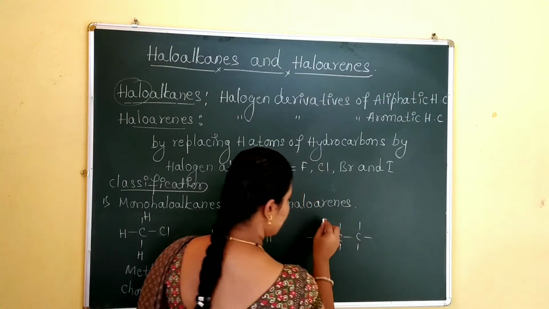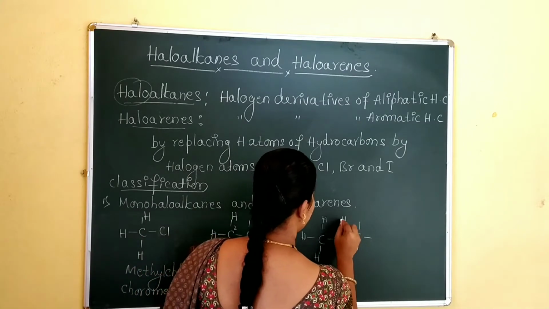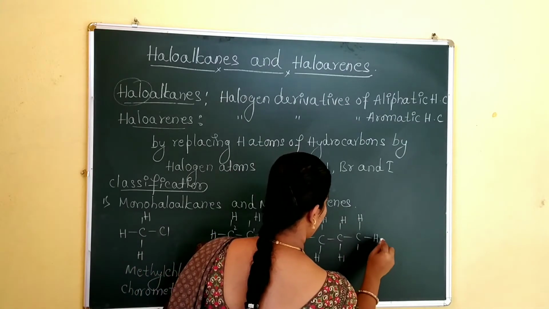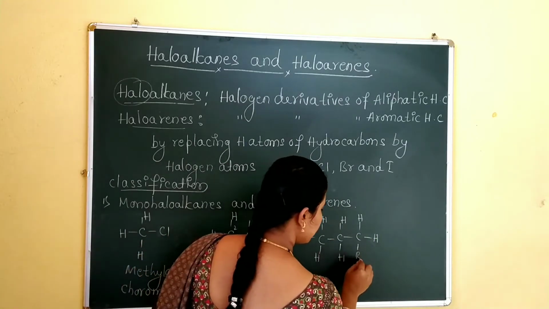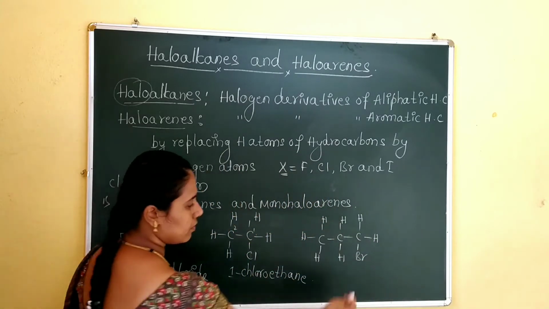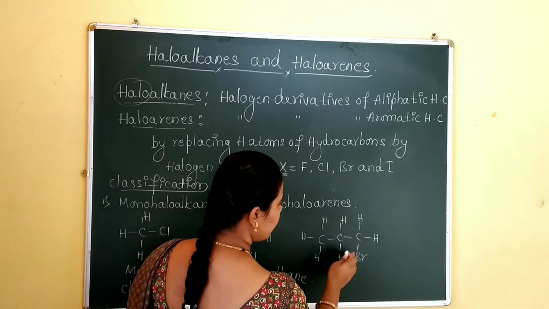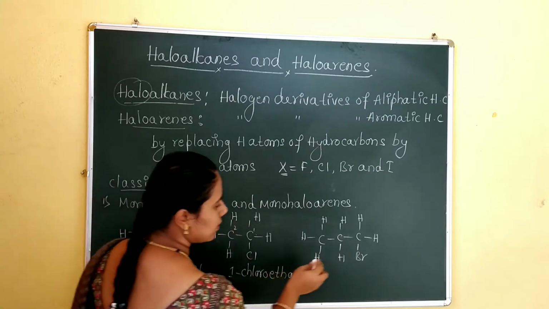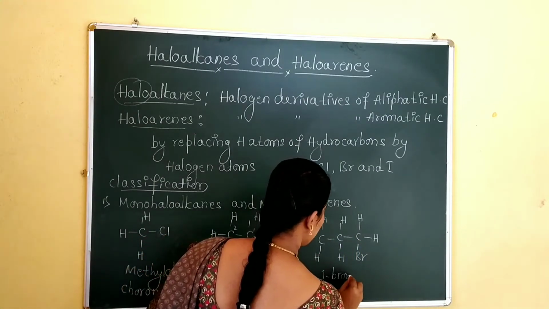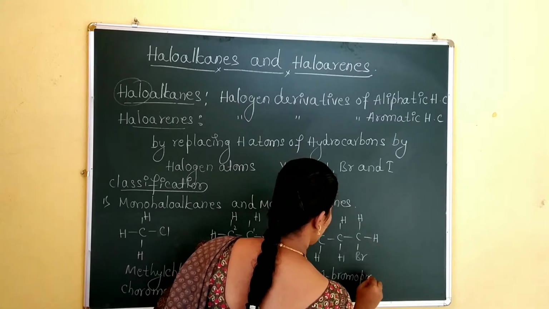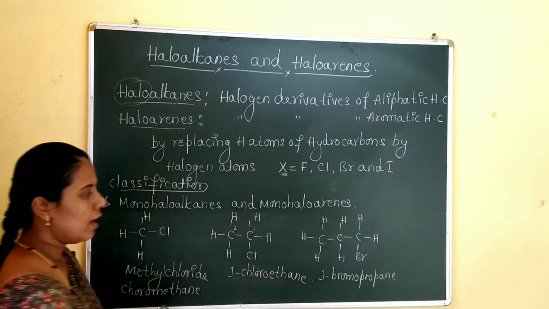One more example. Here, this is propane. If one hydrogen atom of this propane is replaced by a halogen atom, that is a bromine atom, then it becomes a monohaloalkane, with prop, 1-bromopropane. It is an example for a monohaloalkane.